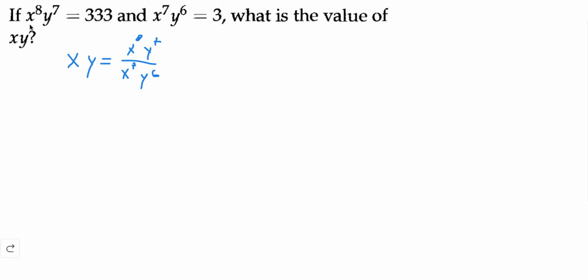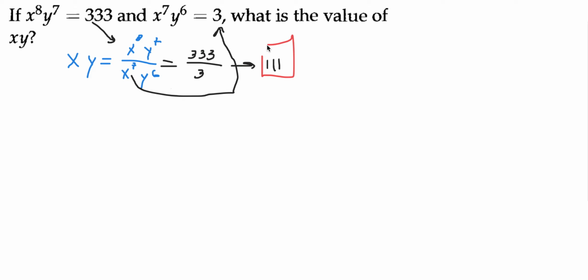Now what we need to do is plug in the numbers. It is going to equal 333, so I'm going to write that down, and then the value of this is 3. So 333 divided over 3 is equal to 111. That's the right answer. It is as simple as that.